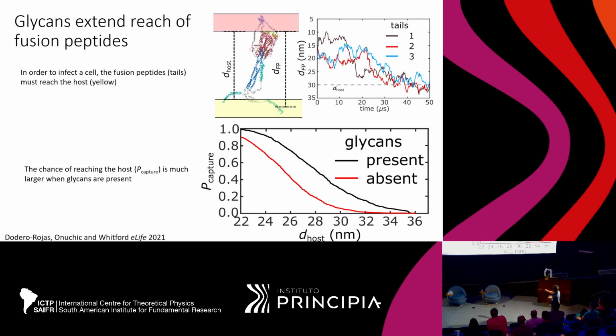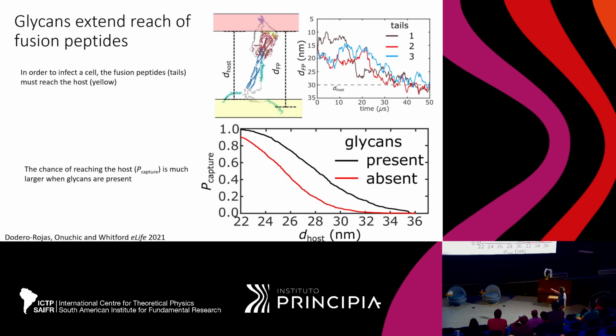And we can then change this host distance and ask, what is the probability of successfully capturing the host, or at least extending to where the host would be, based on all of these different distances. So when we have the glycans, what we have is at 22 nanometers, it's 100% of the time, every single run extends far enough to reach the host. As the distance gets larger, that probability goes down.